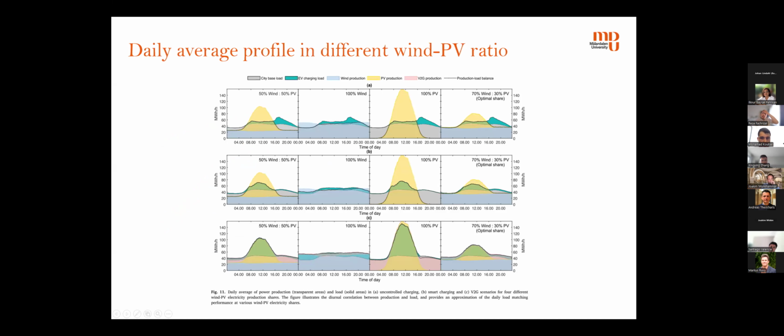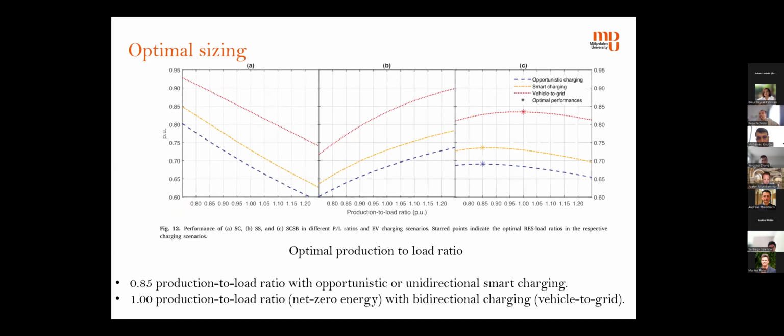And I just want to show you this figure comparing uncontrolled charging, smart charging, and vehicle to grid. But our time is kind of limited, so I will skip this one.